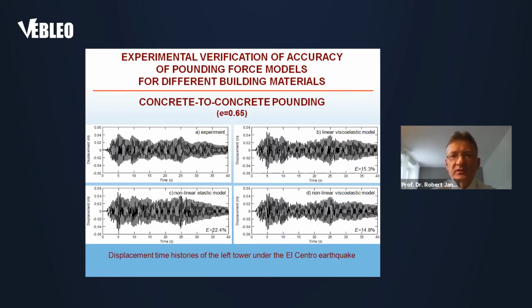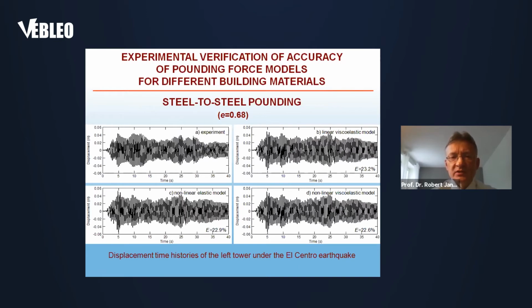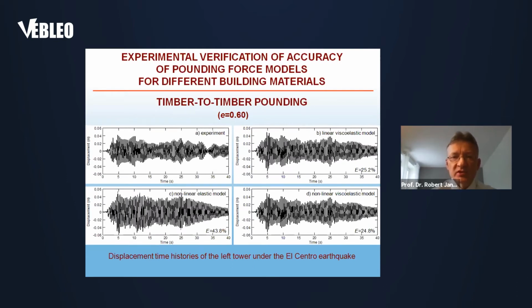Similar results were also observed for steel-to-steel pounding, so I will move to the next slide and make some comments. As can be seen, the simulation errors are more or less similar for different earthquakes and for different pounding force models. The smallest value was always observed for the nonlinear viscoelastic model, a little bit larger for the linear viscoelastic model. However, when we go to timber pounding, the situation is a little bit different.